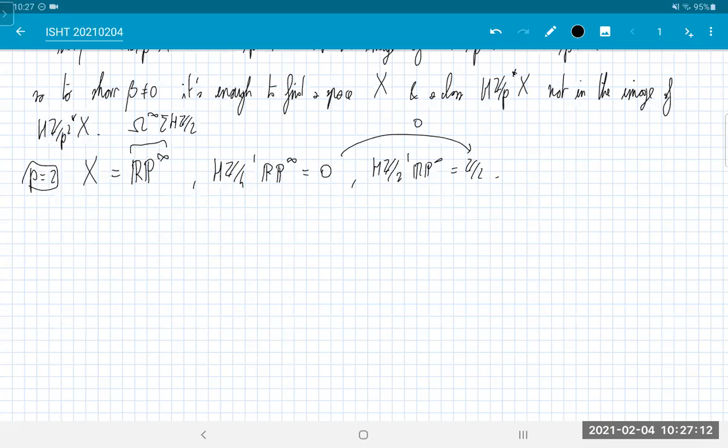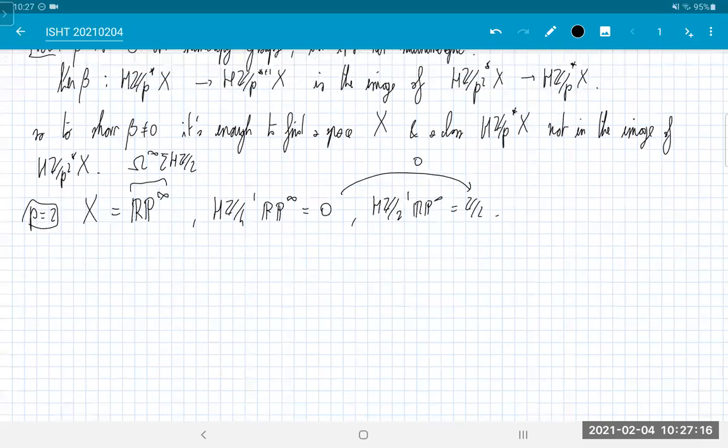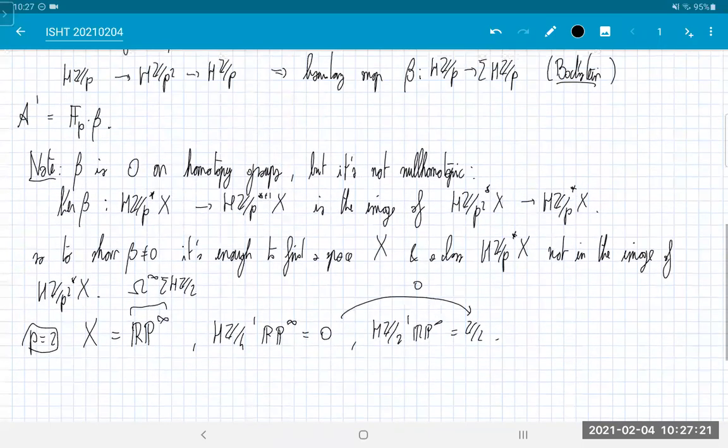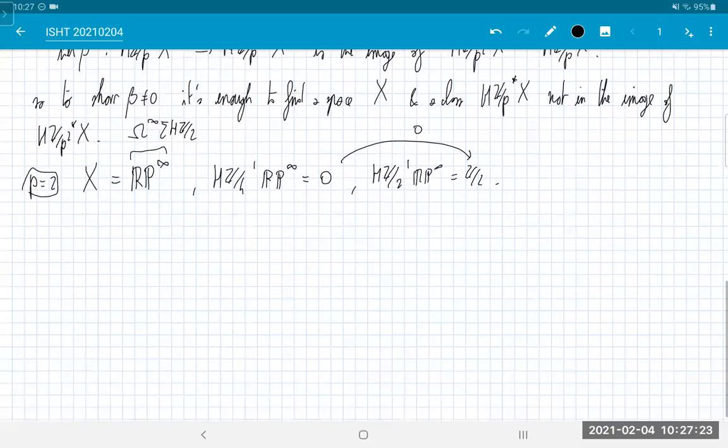It's trickier to show, and reasoning like this, you can actually show that the Bockstein is a generator of A1. But okay, let me give you a theorem that describes completely the Steenrod algebra. So from now on, p equals two.